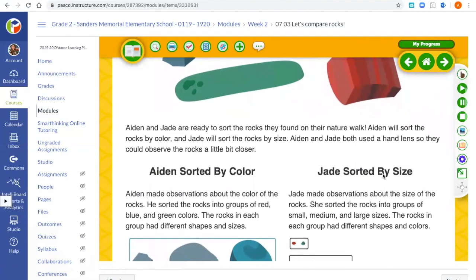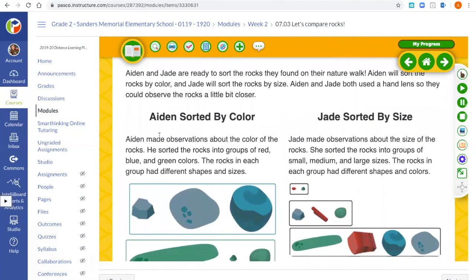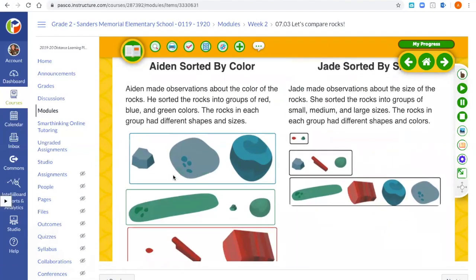Aiden sorted by color. Aiden made observations about the color of the rocks. He sorted the rocks into groups of red, blue, and green colors. The rocks in each group had different shapes and sizes.